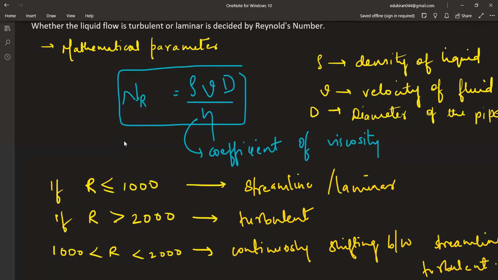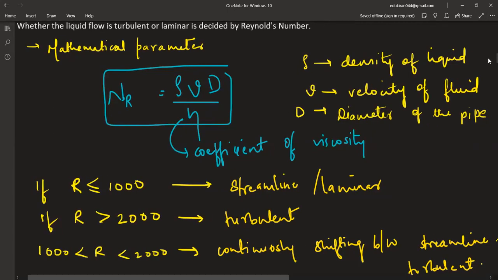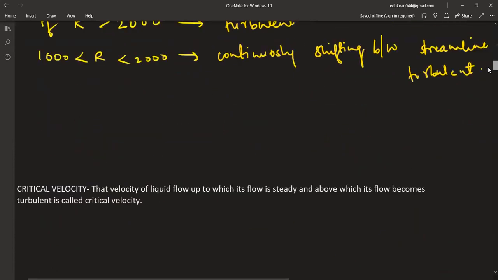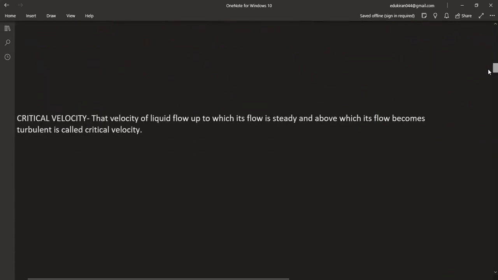So if this Reynolds number will come less than 1000, then this will be streamlined or laminar. If it is more than 2000, then it would be turbulent. But if the number is between 1000 and 2000, like 1500, it means it is shifting between streamline and turbulent. So you'll be having questions where you'll have to identify which type of flow this is. So using Reynolds number, you can easily calculate.